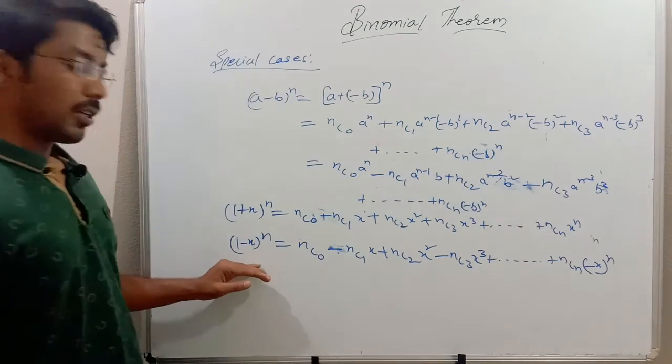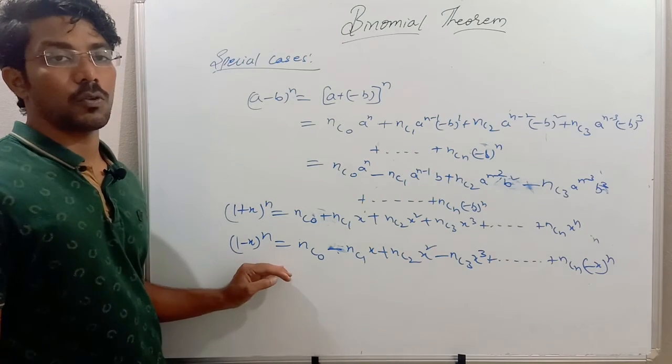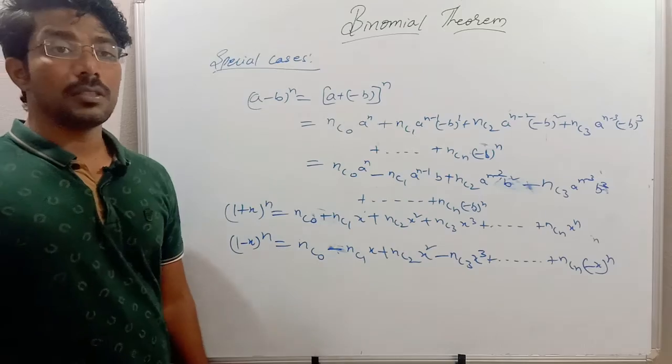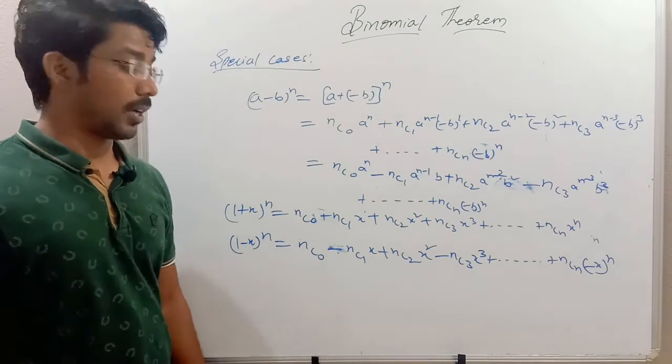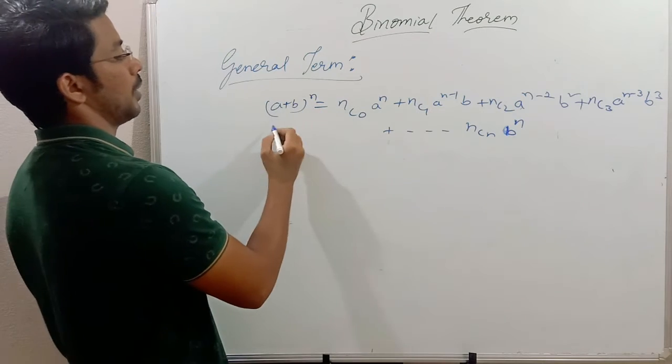So whenever we get this type of expansions, (1 - x)^n, (a - b)^n, we get the alternate symbols of addition and subtraction, minus or plus.